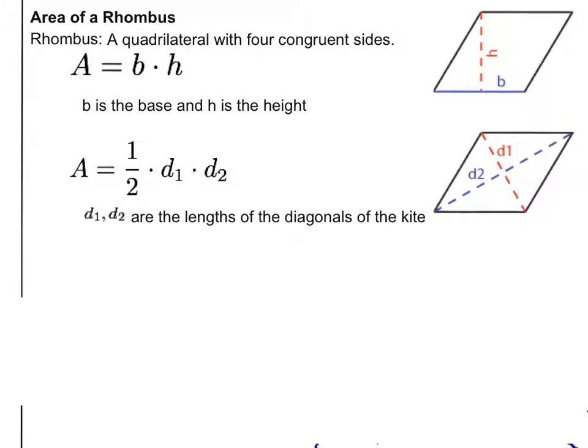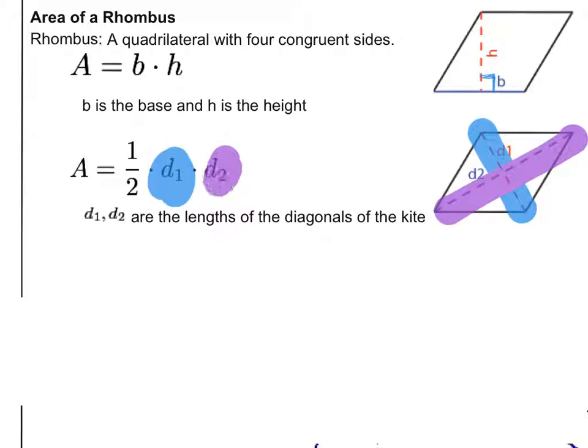And our last formula is for the area of a rhombus. A rhombus is a quadrilateral with four congruent sides, and you can think of it as area equals base times height, where base and height have to be connected by a right angle. Or you can think of it as 1/2 d1 times d2, very much like the area of a kite, where d1 represents one diagonal and d2 represents the other.